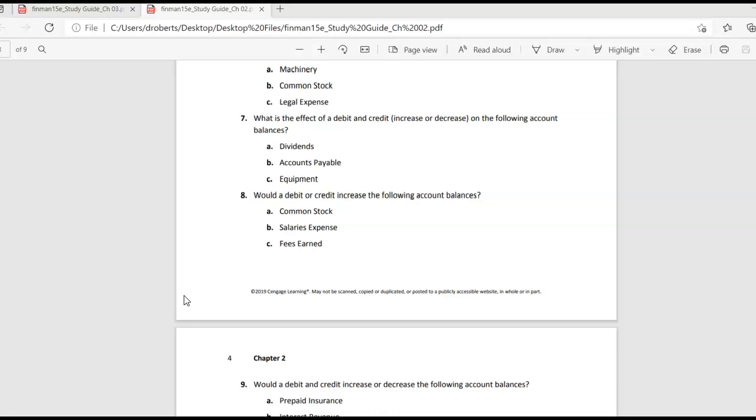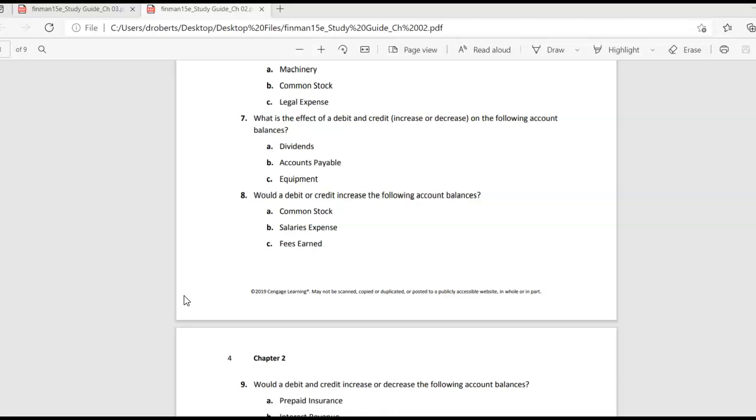Would a debit or a credit increase a common stock, a salary payable, an expense, a fee earned? Now, a debit would decrease stock. That happens when you sell it. A credit would increase stock. That happens when you purchase.